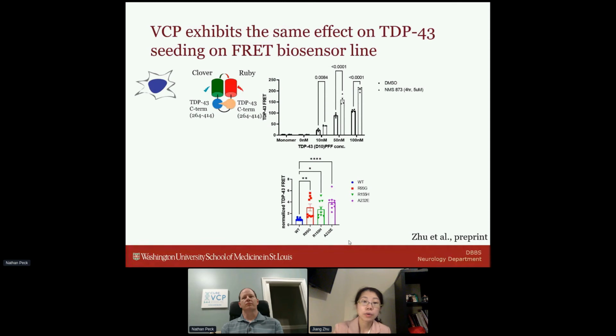And also, when we overexpress VCP disease mutations, we also see an increase of TDP43 seeding activities. Next.